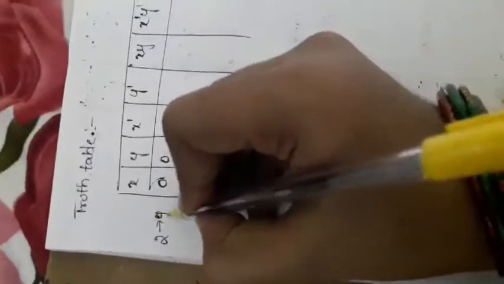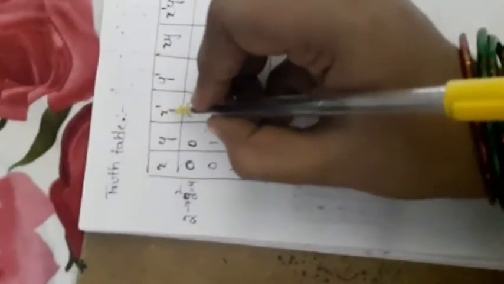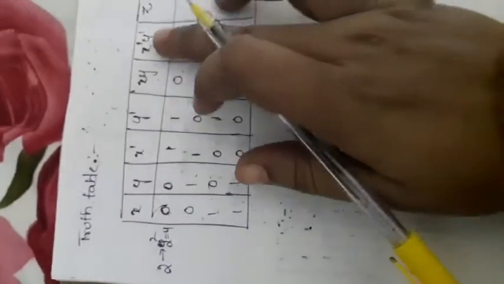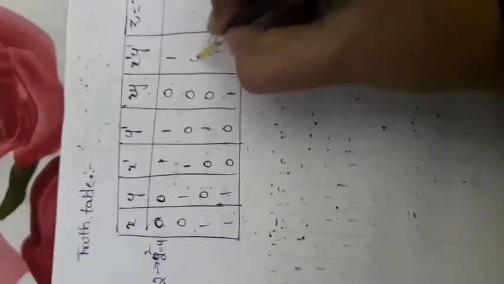Now write the combinations. It is also 2 inputs, so we'll get 4 combinations: 0 0, 0 1, 1 0, 1 1. Now we'll write x complement first: 0 complement 1, 0 complement 1, 1 complement 0, 1 complement 0. For y complement also: 1 0 1 0. Next xy. Multiply these two columns: 0 into 0, 0; 0 into 1, 0; 1 into 0, 0; 1 into 1, 1. After that, multiplying x complement and y complement: 1 into 1, 1; 1 into 0, 0; 0 into 1, 0; 0 into 0, 0.